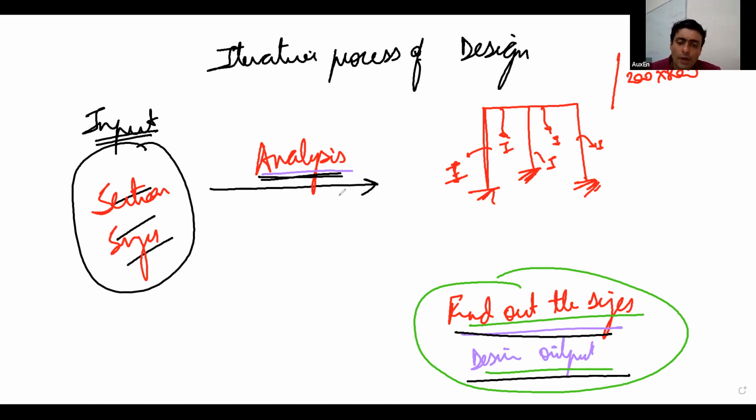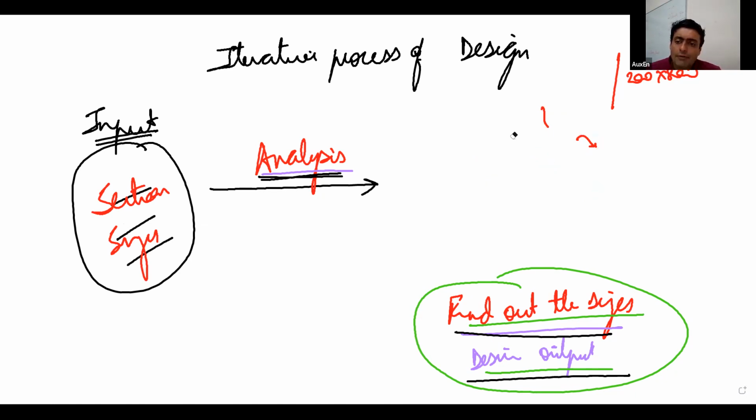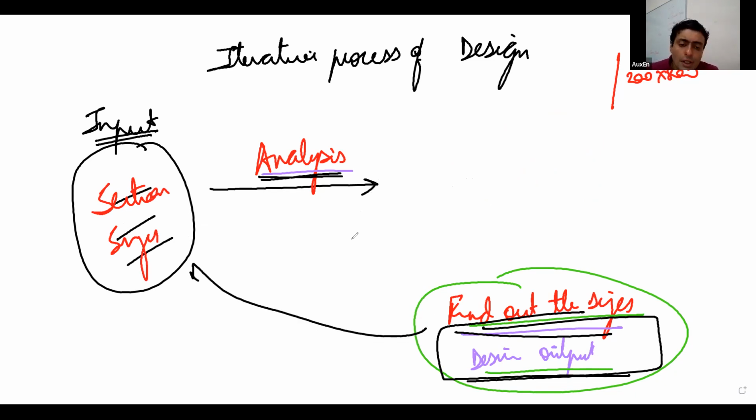Okay, so the problem that we face is that in redundant systems we have to have some section sizes in order to run analysis. The problem is that this was the expected outcome, this was what we were wanting to achieve, and now I am saying that you have to use this as an input. So what do we do? How do we solve it? So we assume some sections to begin with, isn't it? We assume some sections to begin with.